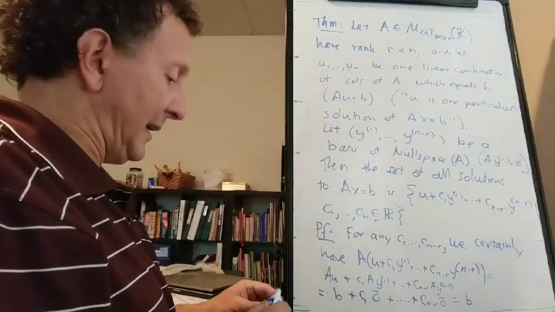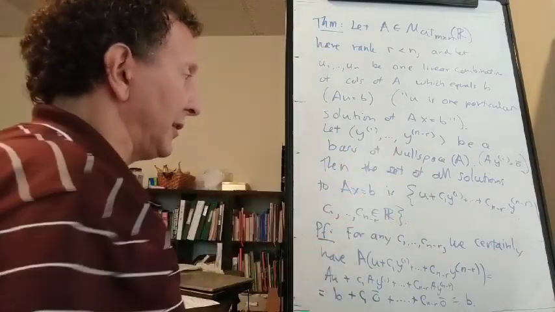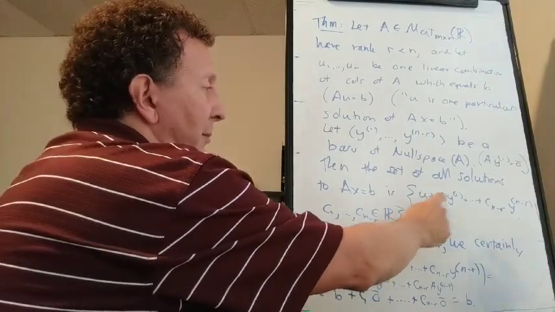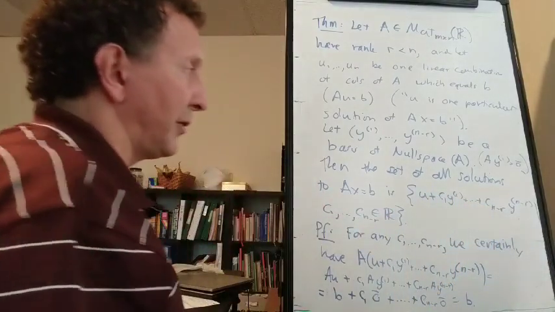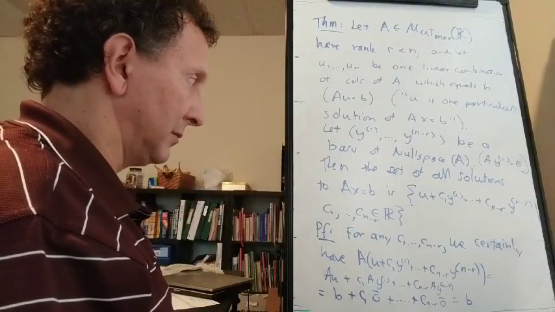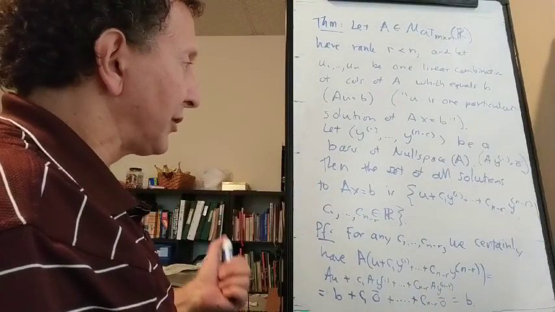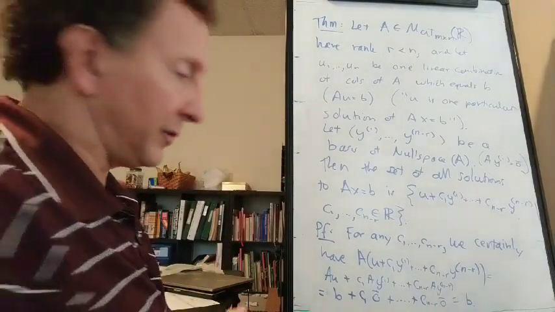Okay, so that means that any vector of this form is certainly a solution of Ax equals B. Any solution you want, plus any solution of the homogeneous system Ax equals 0, anything in the null space, that is. So now let's look at why these are the only solutions.